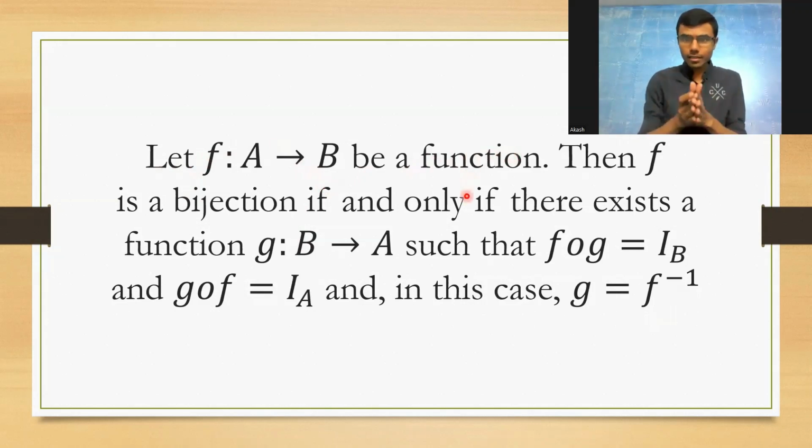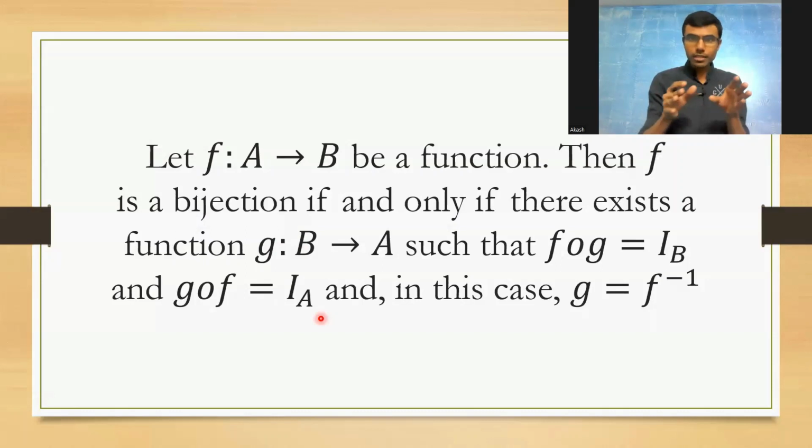The most important part is "if and only if there exists a function." Understand, if and only if there exists a function. This means they're asking us to prove two things. Let's say if there is a function such that g equal to f inverse, then f circle g equal to IB and g circle f is equal to IA. Fine, that is the first thing they're asking to prove.